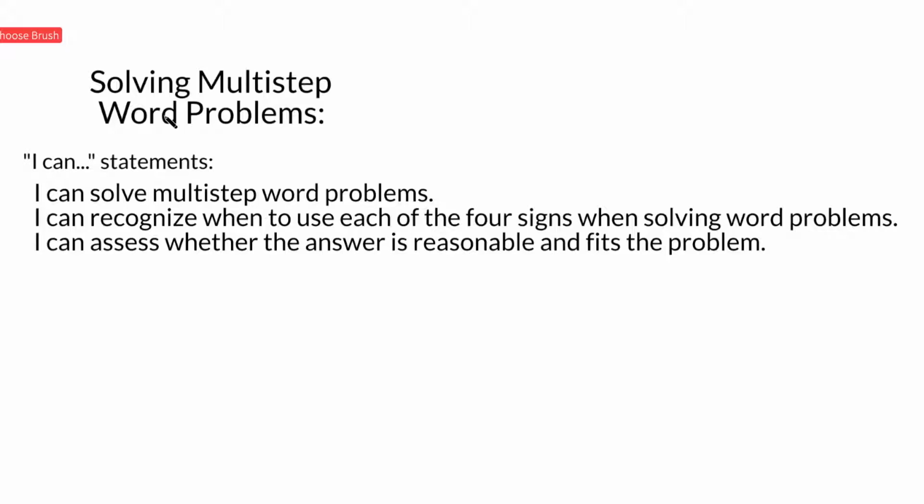And the last I can statement is I can assess whether the answer is reasonable and fits the problem. So this means, for example, if we're talking about chickens, and the answer we got was 4.25 chickens. Well, we know we can't have 0.25 chickens. We have to have at least 4 chickens or 5 chickens or 3 chickens. So we have to be able to recognize this and know that this answer is not reasonable, and then be able to round so that the answer makes sense for the problem.